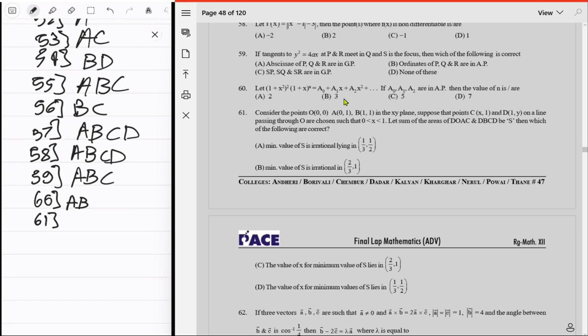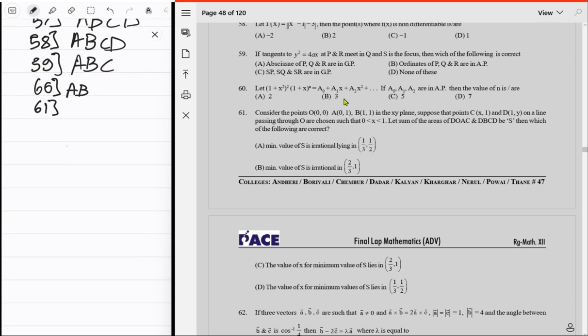61. 61 is consider the point O, A, B, xy plane. Suppose that the points these are on line passing through O and such that x is between 0 and 1. Some of the areas of D. What? D, okay, fine. Is S, then which of the following is correct? DOAC and DBCD.